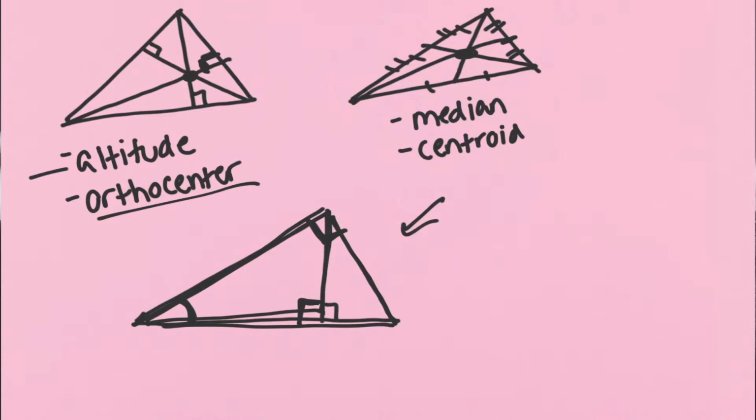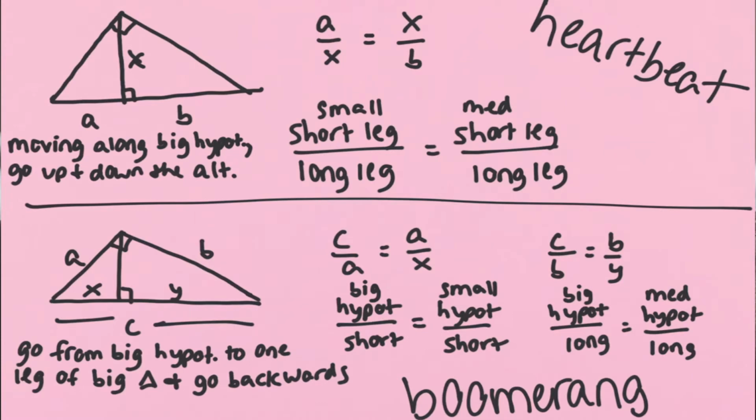Similarly, this small triangle is similar to the big triangle because it has a right angle just like the big triangle and also shares an angle. So it's similar by angle. So if the medium triangle is similar to the big triangle and the small triangle is similar to the big triangle, then the medium and small triangles are similar to each other. We're going to use this in the heartbeat and boomerang method.